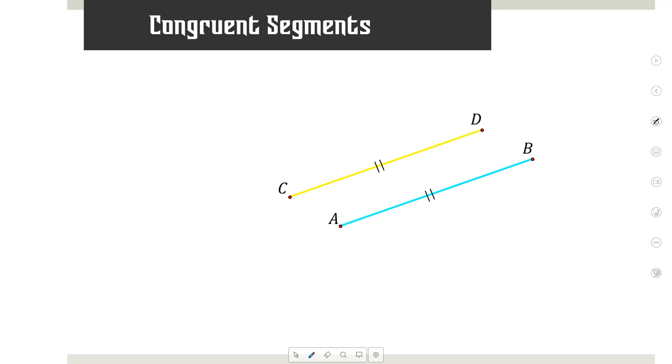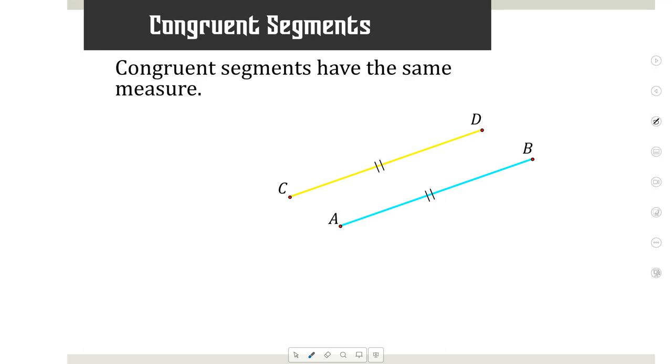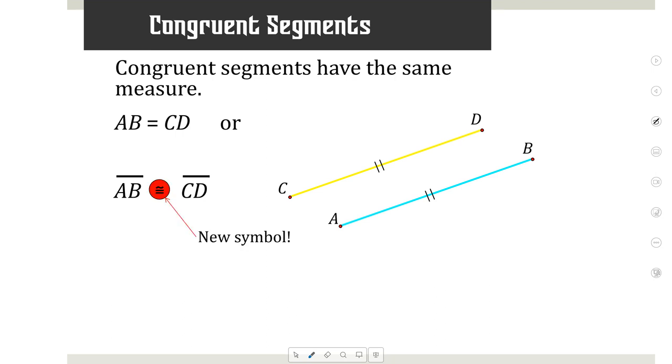But we also have a new symbol, and that symbol represents the word congruent. So notice the difference between these two expressions. The first one says the length of AB is equal to the length of CD. 12 inches equals 12 inches. 1 mile equals 1 mile. The second one incorporates a new symbol. It's an equal sign with a tilde over it. And that means congruent.